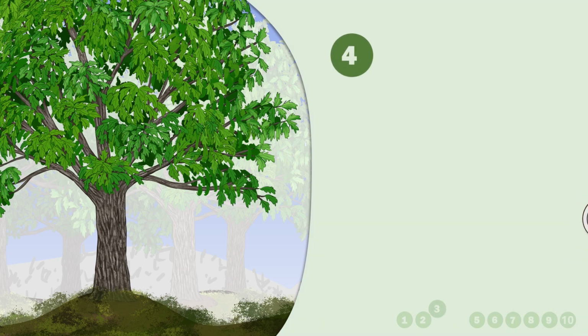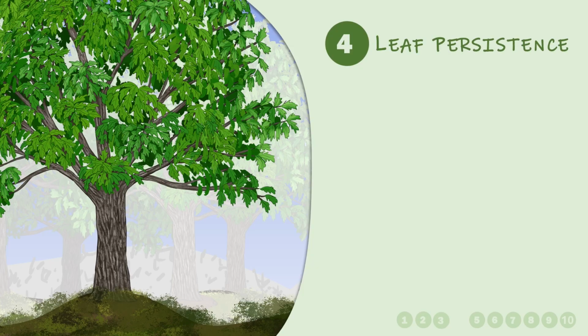It's finally time to look at the part of the tree you probably wanted to look at first, the green part. To start, we'll consider whether the leaves or needles stay on the tree throughout the year. This is what we call leaf persistence.